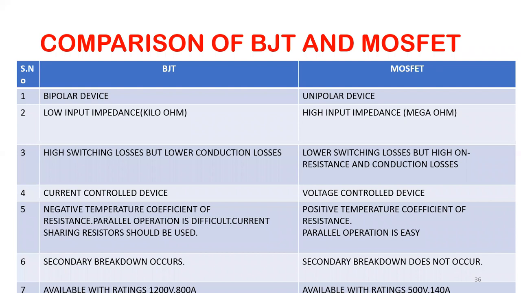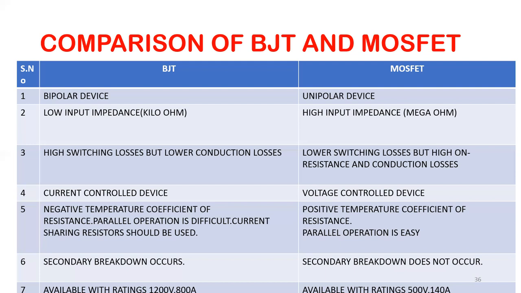These are the features of BJT. BJT is a bipolar device, while MOSFET is unipolar. BJT has low input impedance, but MOSFET has high input impedance, which is a good feature of MOSFET. BJT has high switching losses but lower conduction losses, which is a good feature. MOSFET has lower switching losses, which is a good feature, but high switch-on and conduction losses. BJT is a current controlled device, which is not that good, while MOSFET is a voltage controlled device. That's a good feature we would like to have.